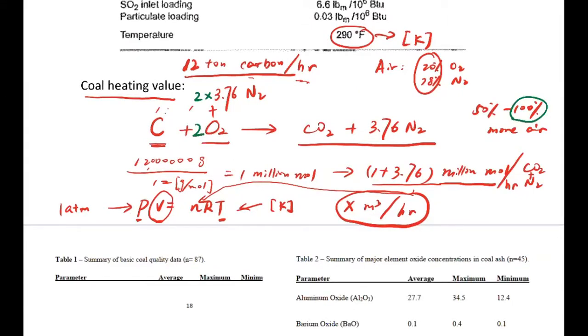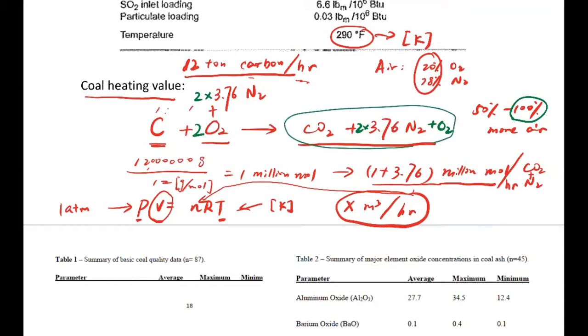And finally, in the flue gas, we're going to have 1 extra oxygen and 2 multiplied by 3.76 numbers of the nitrogen. So what this means is that we're not talking about the pure carbon dioxide anymore. We're talking about this entire mixture.